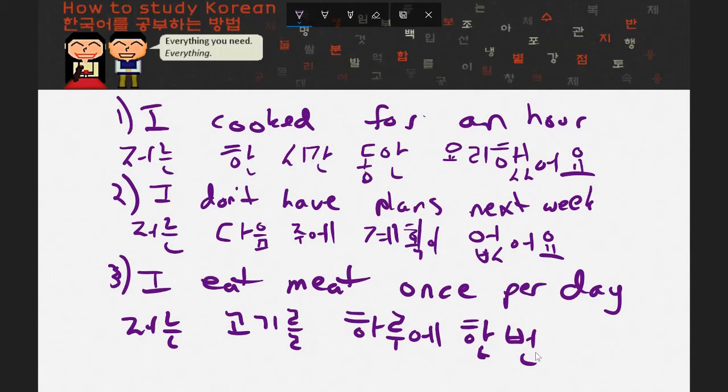And specifically what I'm doing is I'm eating something. So I'm going to put the verb to eat, which is 먹다. And again, I'll conjugate it into the informal high respect form just for fun. This sentence would read, 저는 고기를 하루에 한 번 먹어요.